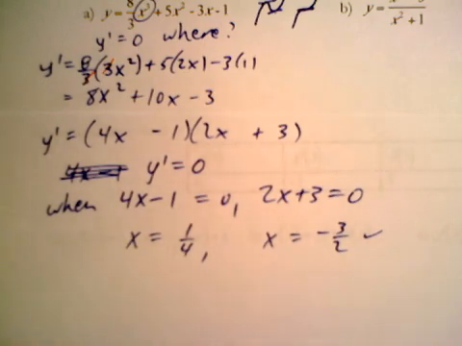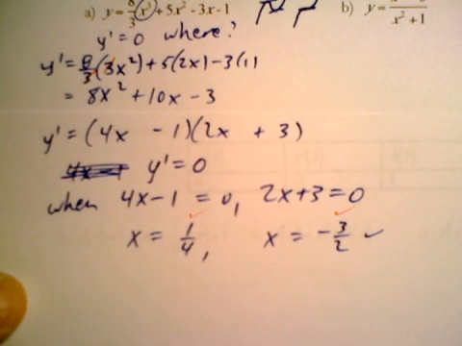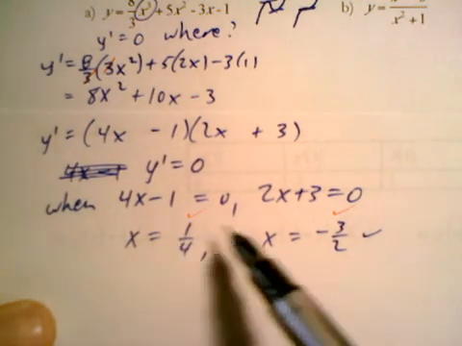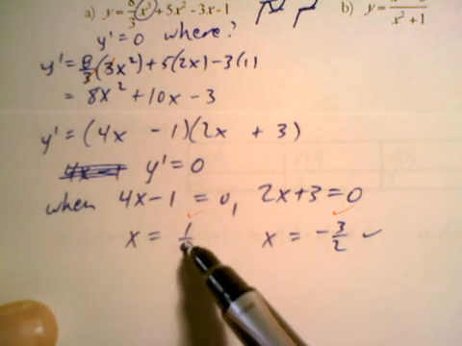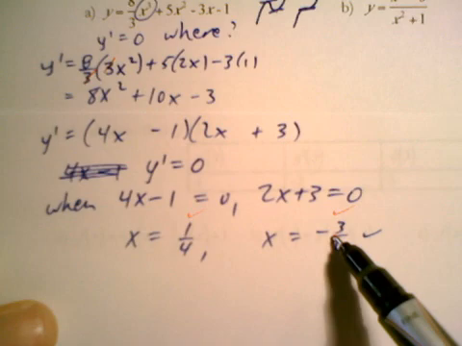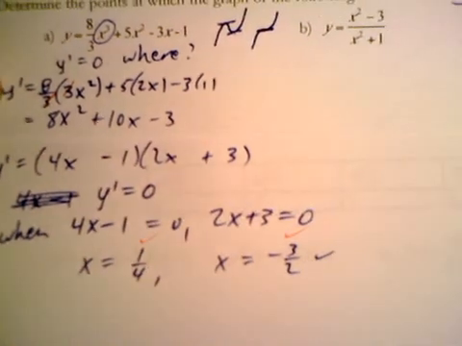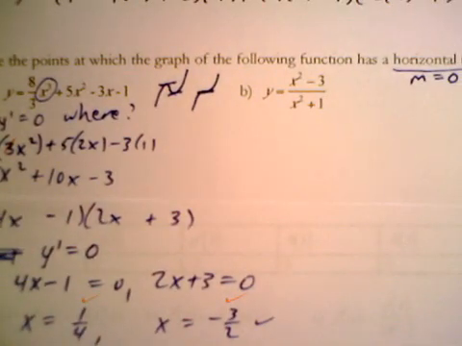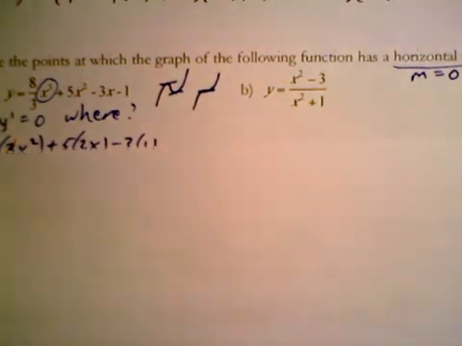As long as you can find the x values in which this function has a horizontal tangent, then you're good. I'm going to just leave it like that, because y prime at 1/4 is 0, y prime at -3/2 is also 0. Okay, so leave it like that. Don't have to find the y coordinates there. All right, next. This is fun stuff, isn't it?